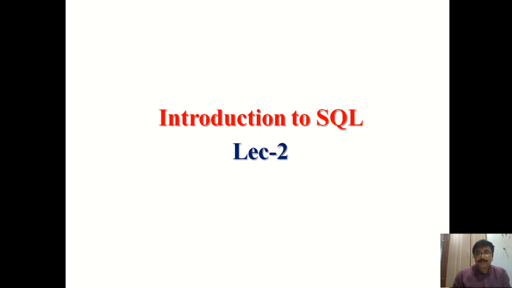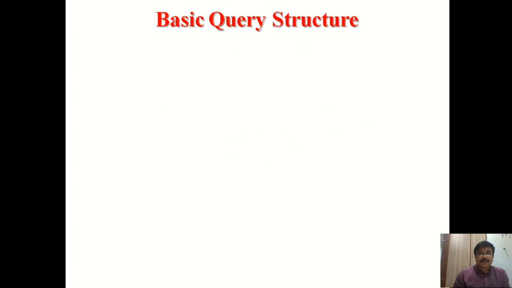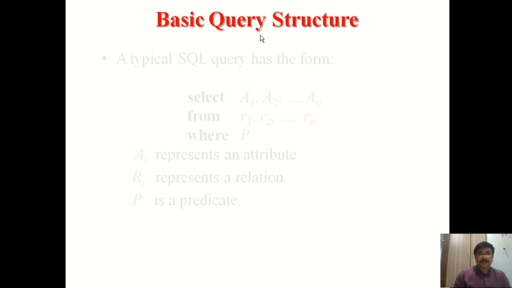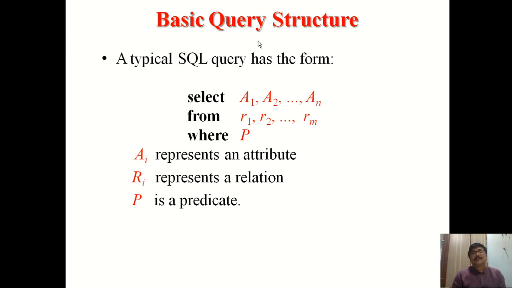Today we discuss some of the SQL concepts. The basic structure of an SQL query. The basic SQL query has three parts, that is select, from, and then where. Select is followed by an attribute or attributes, from is followed by a relation or relations, and the where clause is optional. There we can define some of the conditions. Let us see one by one the select, from, and where clauses.